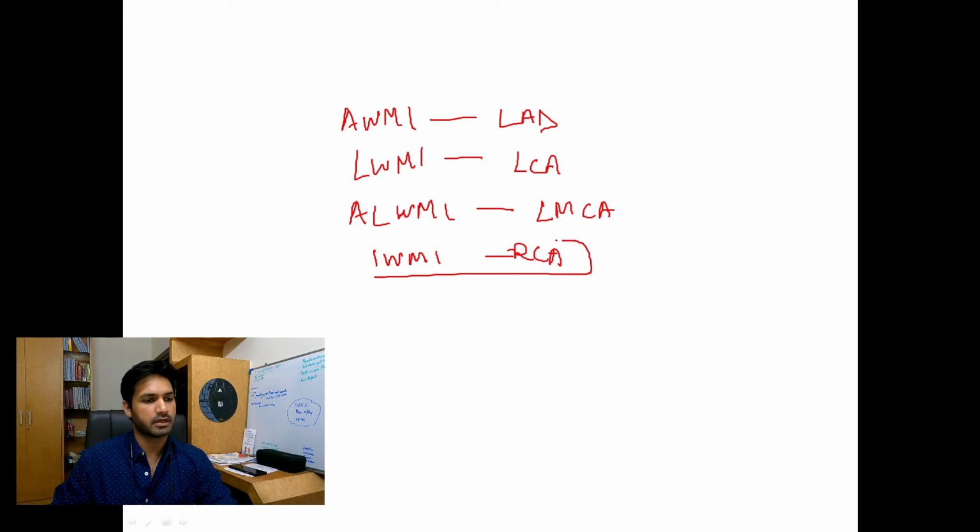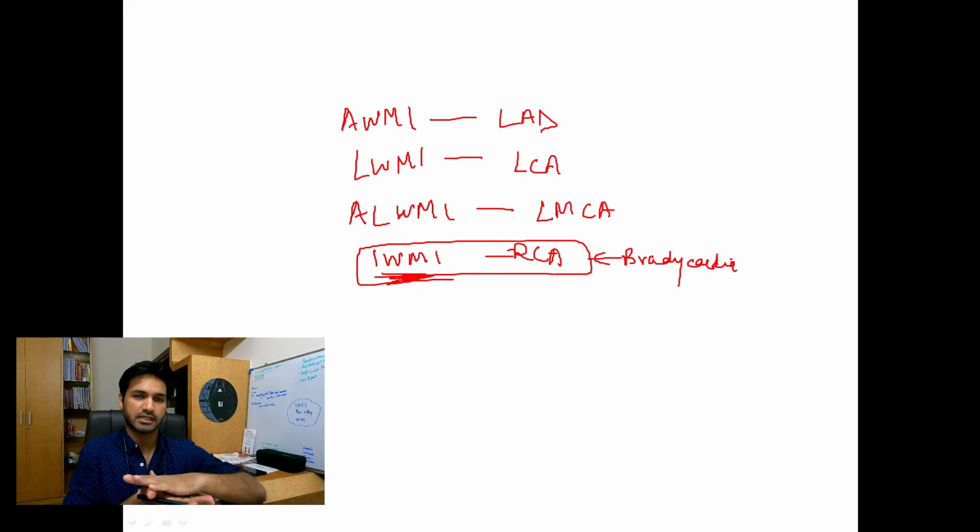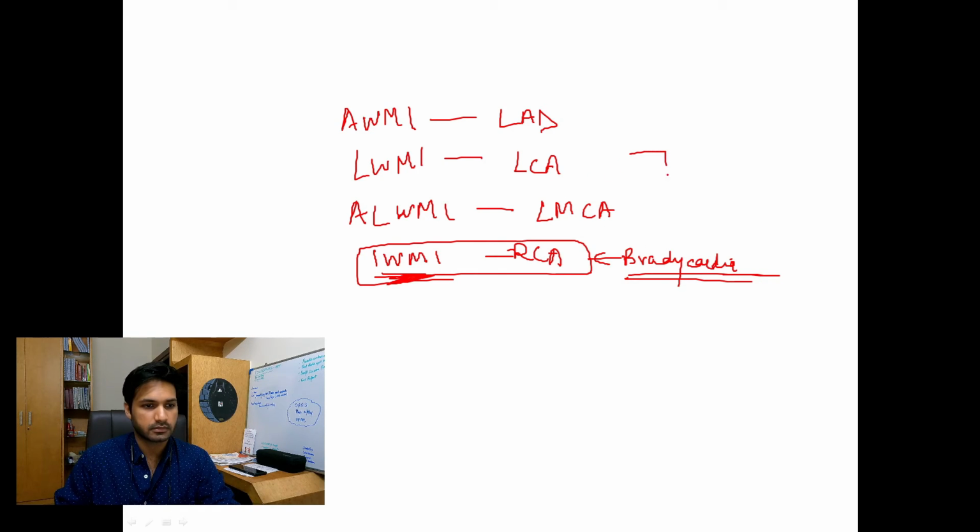Now, inferior wall MI and RCA is one that presents with bradycardia, because what happens is that inferior wall is resting on the diaphragm. So inferior wall MI irritates the diaphragm, and diaphragm irritation causes vagal activation, and vagus causes bradycardia. So in these patients, you actually have to manage them by giving them atropine and fluids. But that's another topic. Most commonly involved are the left-sided arteries, which is left main and left anterior descending.